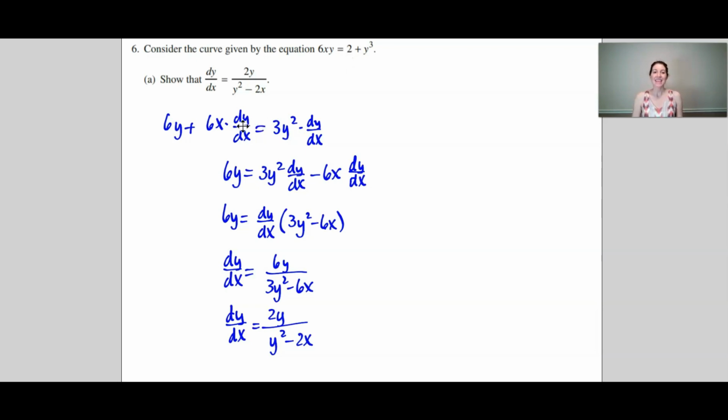Then I use the trick that I want to get everything that has a dy/dx on one side and everything that doesn't have a dy/dx on the other side. So I did that here by subtracting 6x dy/dx so that I can factor out dy/dx, the term that both of them have in common, and then I can divide out the 3y squared minus 6x. This is when I look at what I need to show the derivative is equal to, and I notice that all terms have been divided by 3, so by doing that I can see that there is my final answer and it matches what I'm given in the problem.